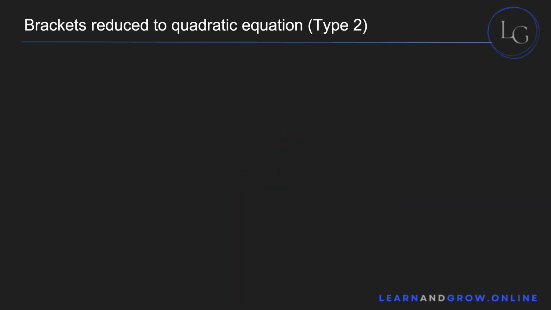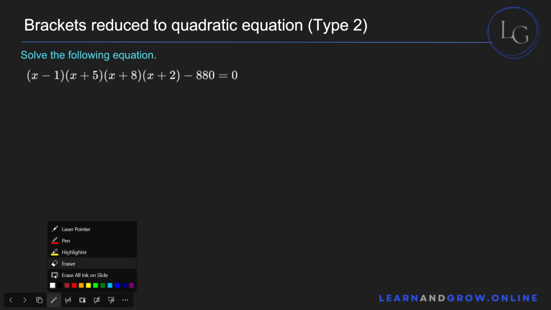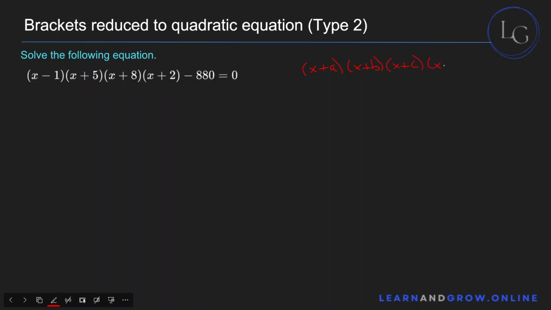So let's discuss the second type of equation that can be reduced to a quadratic equation. Now, see this equation here. As a rule of thumb, whenever you have an equation in this form, (x plus a)(x plus b)(x plus c)(x plus d) is equal to any constant k, this can be reduced to a quadratic equation, but you must satisfy a condition.